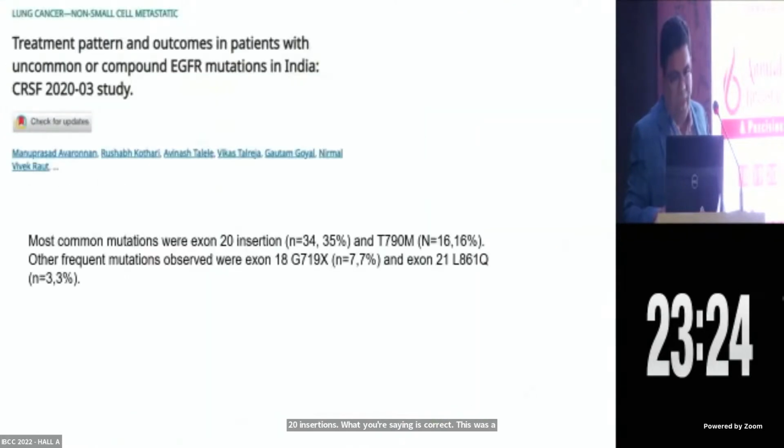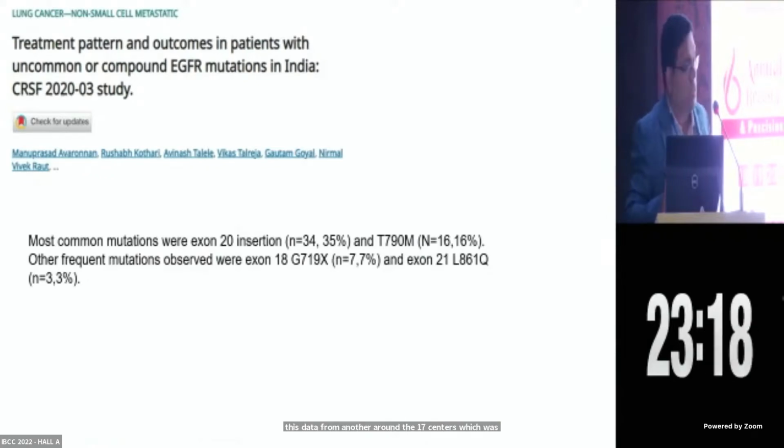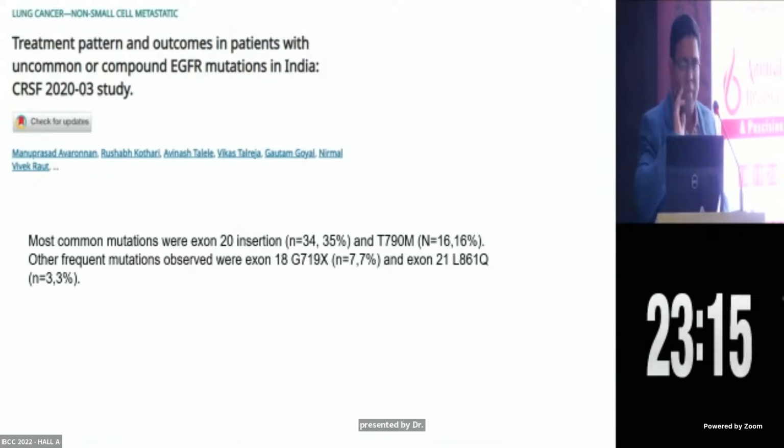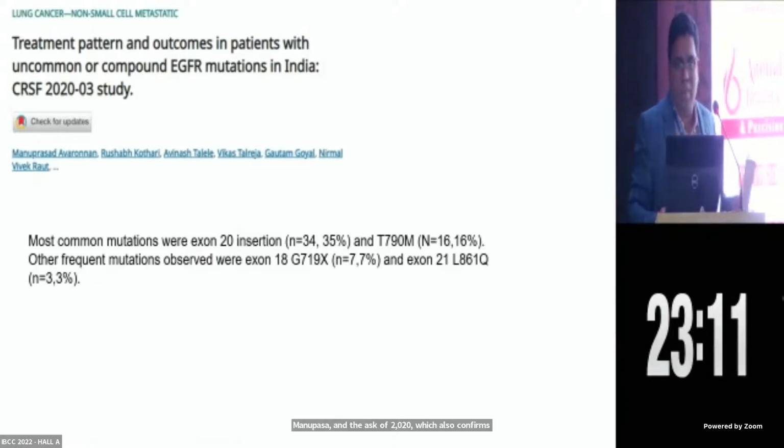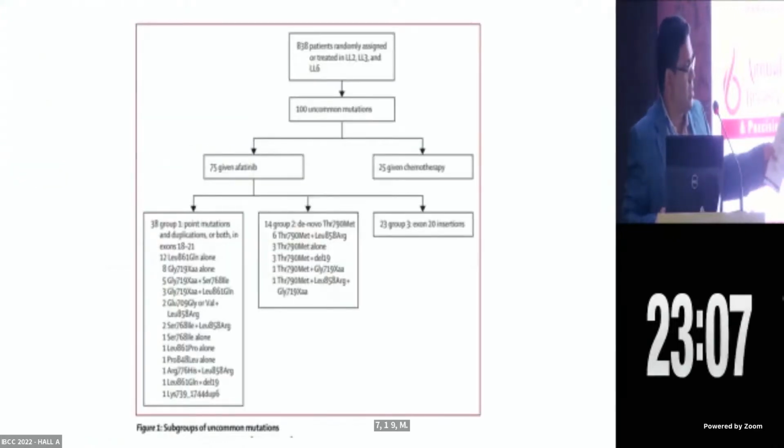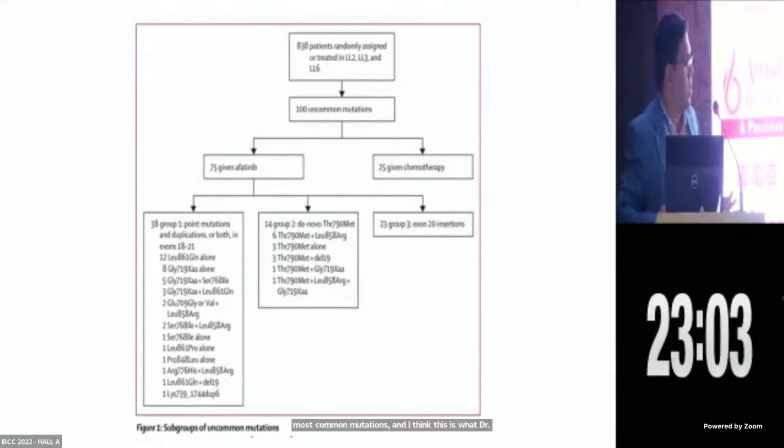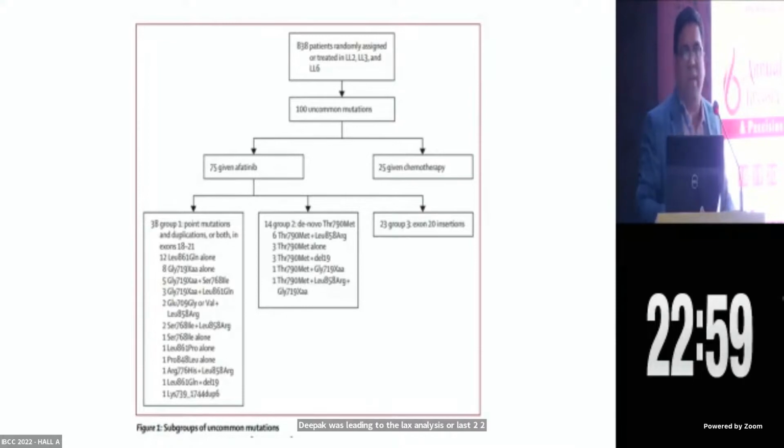And we have this data from another around 17 centers, which was presented by Dr. Manu Prasad at ASCO 2020, which also confirms that G719X, amongst the other things, remains one of the most common mutations. And I think this is what Dr. Deepak was leading to, the LUX analysis or LUX-Lung studies. We'll spend a minute on this because a lot more discussion on the management will be happening.